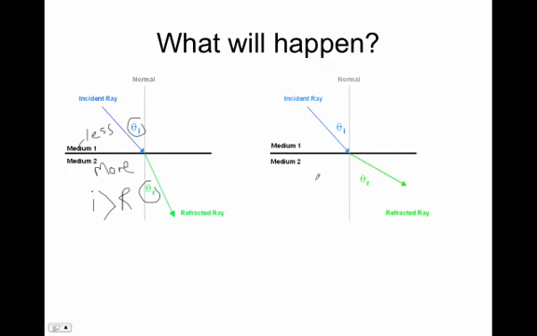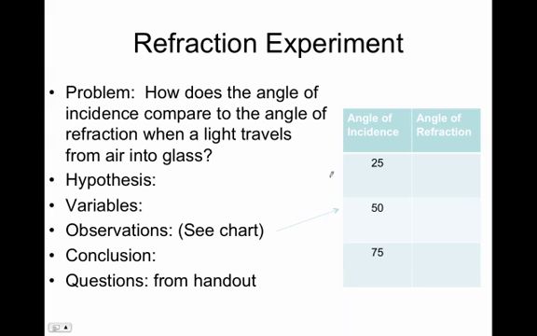Okay, let's look at medium 1 and medium 2 again. Here's our angle of incidence. Here's our angle of refraction. Now what do we notice? R is bigger than I. So in this instance, medium 1 would be more dense and medium 2 would be less dense. You're going to do an experiment to see how this works.